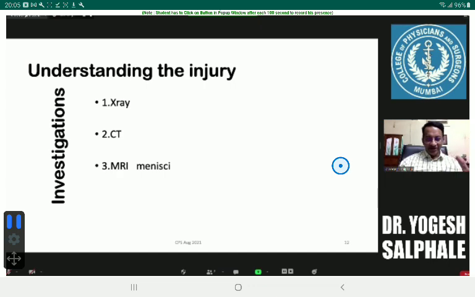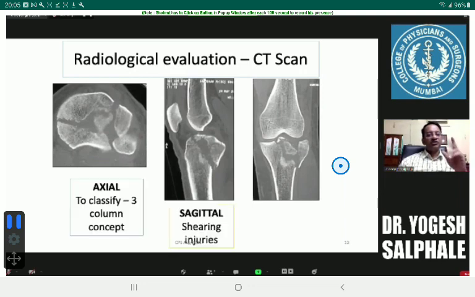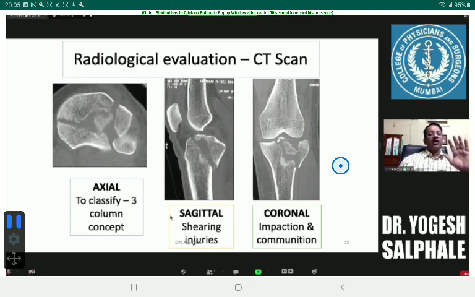We have to go for an X-ray, a CT, and an MRI just to see the meniscal status. So what do you see? An axial cut is used to classify the three-column concept. The sagittal is to see the shearing injuries, and the coronal cut is important for determining the impaction and the comminution. So these are absolutely essential. What are the things you need to see? On an axial, you see what column of the proximal tibia is gone. In sagittal, you see the shearing pattern, whereas in coronal, you see the impaction and the comminution, because most of your treatment and surgical strategies are based upon the CT.